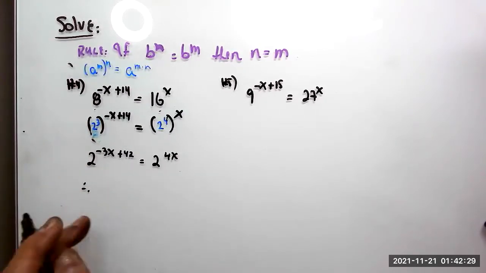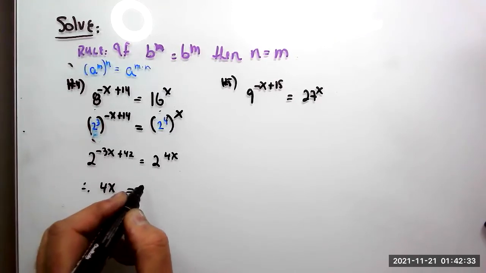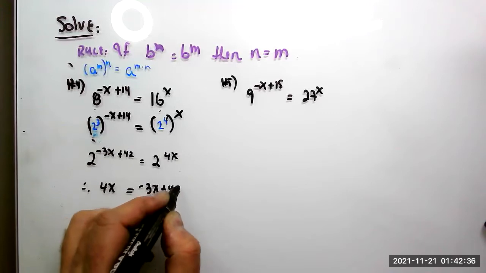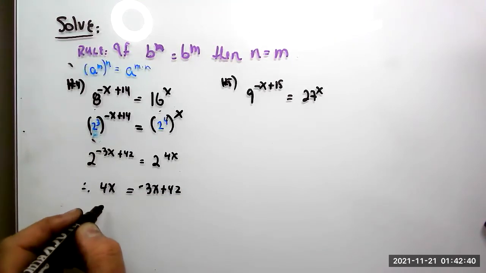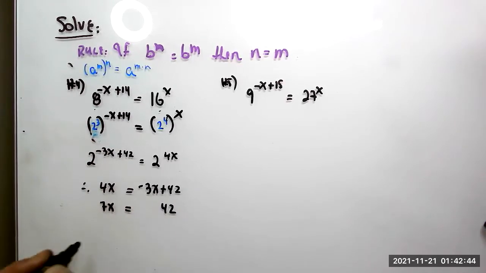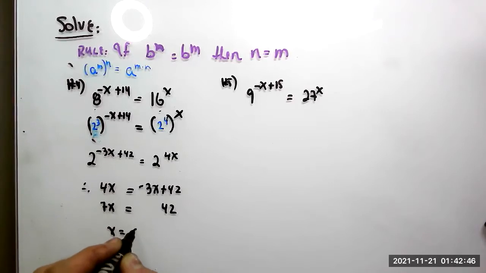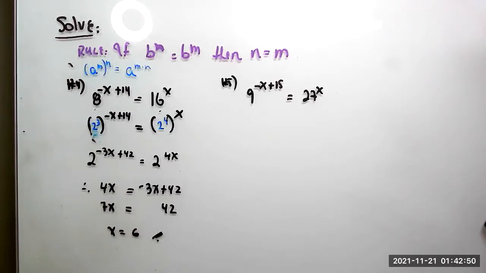So 4x equals negative 3x plus 42. We may add 3x, so 4 plus 3, that would be 7x equals 42. Divide by 7, x equals 6. We should verify that it is correct.